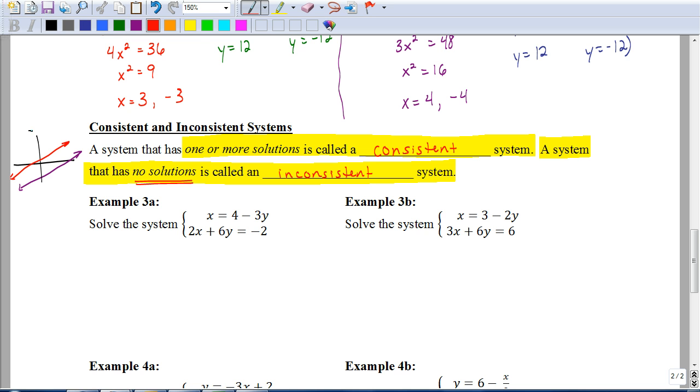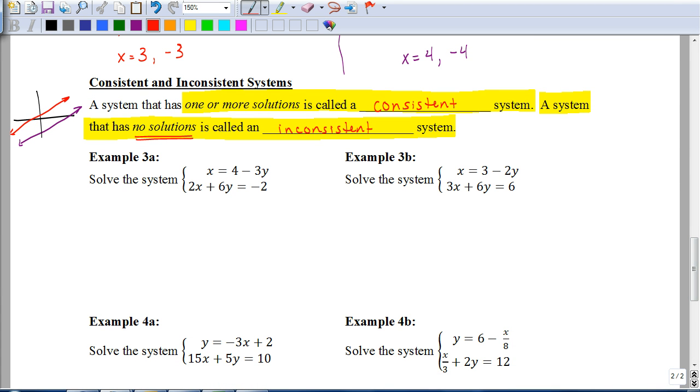Now, what does that look like? That's easy to see when we're graphing it, but how can we tell that when we're using substitution? Well, let's look at this first one. We have x equals 4 minus 3y. And then the other equation, 2 times whatever x is, plus 6y equals negative 2.